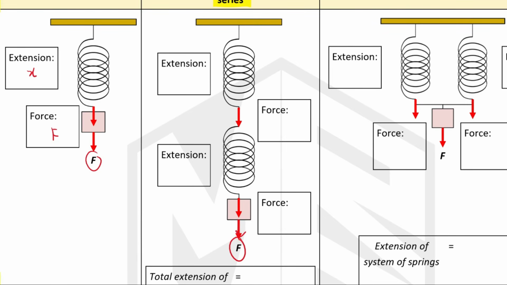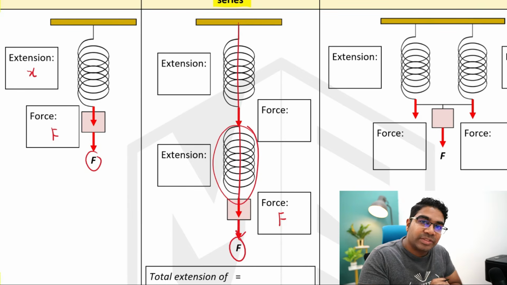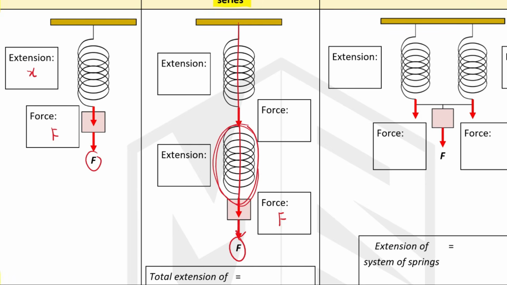What is the force on the first spring? The force on the first spring will also be F. You can treat this as a single string, so the force that you apply will be distributed throughout the string. So the force acting on the first spring is F. The force acting on the second spring is F as well.